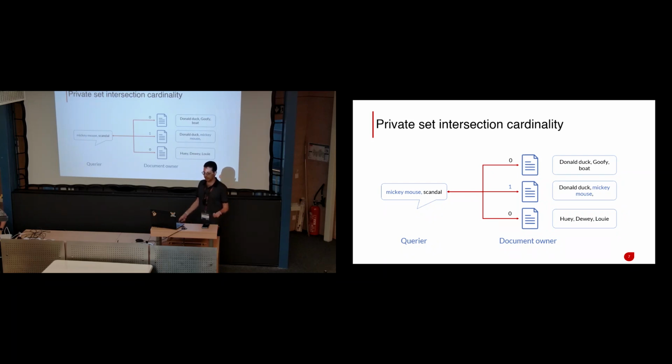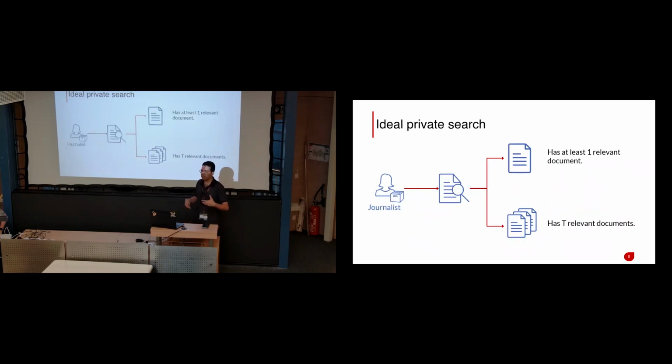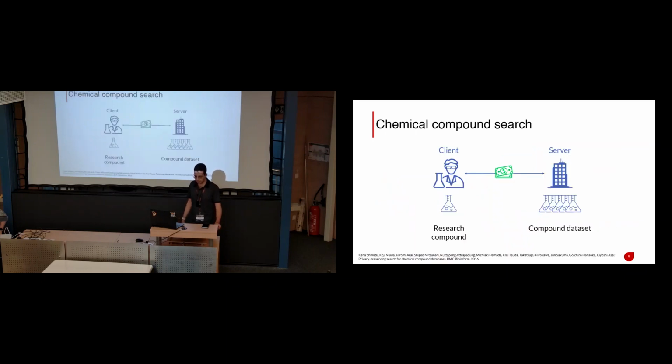And ideally, we would want to have a more private search where it just gives us a binary answer. Should I contact this other journalist? Which can come from a question like, does he have at least one relevant document for me? Or a stricter one: I want to collaborate with someone who has at least T documents that I'm interested in.